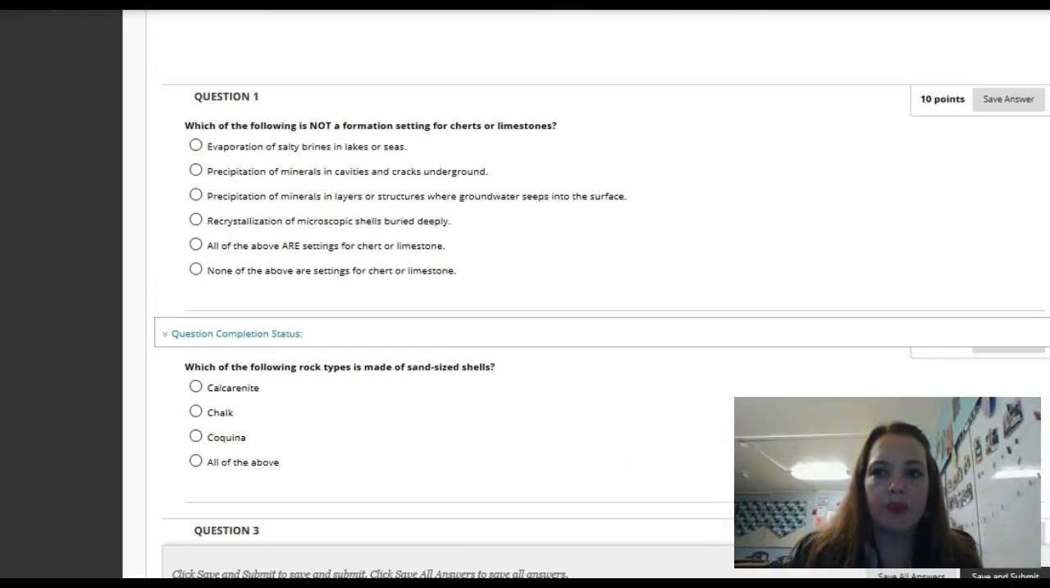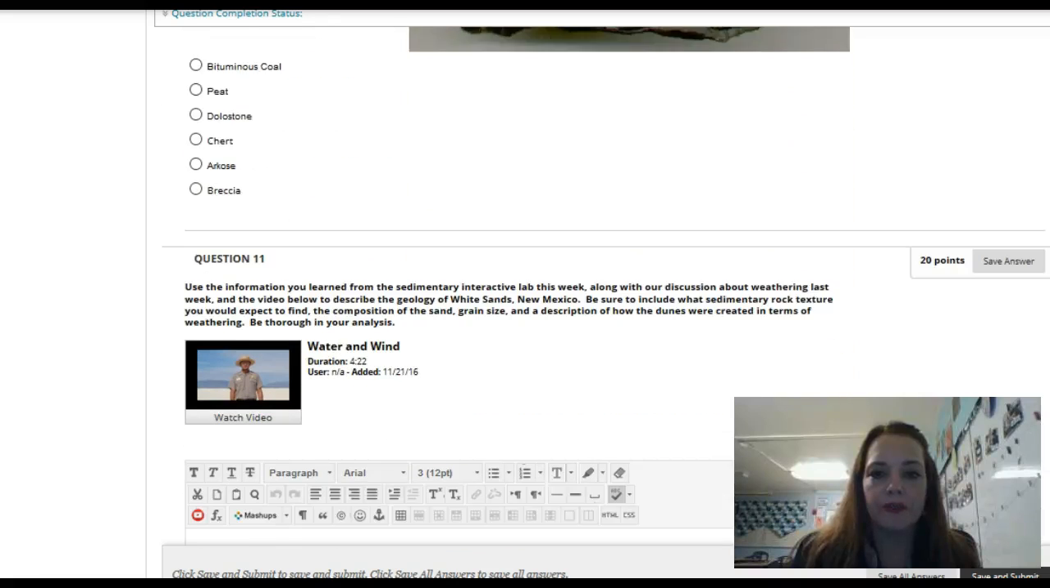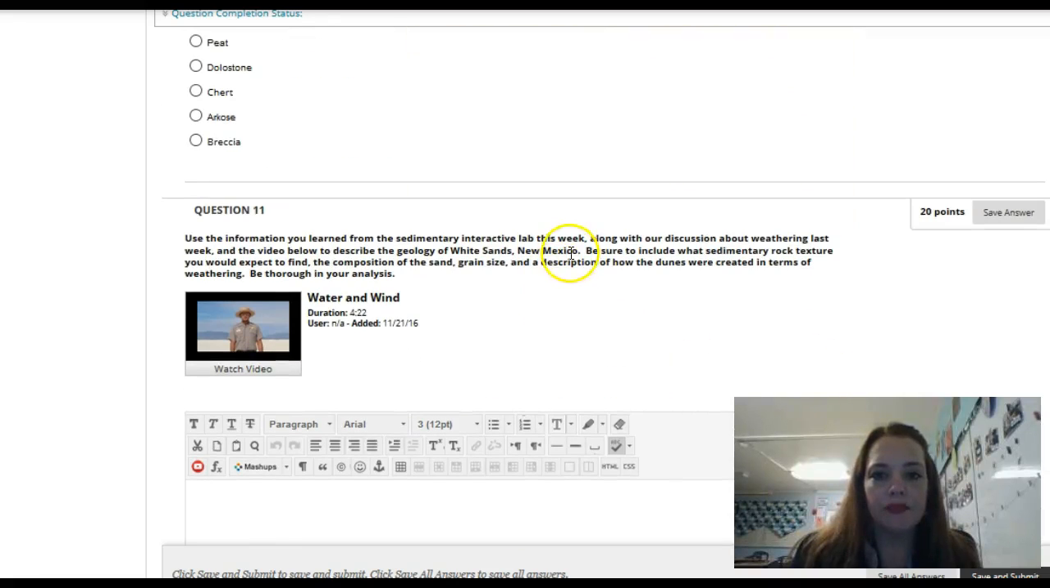The sedimentary rock, based on weathering and erosion, that most people are familiar with in and around the El Paso area, is White Sands. So this last question is going to ask you about the geology of White Sands based on what you learned about this week with sedimentary rocks, weathering and erosion. So you're going to watch this ranger talk to you about how those white sands were created, and then answer the corresponding question.